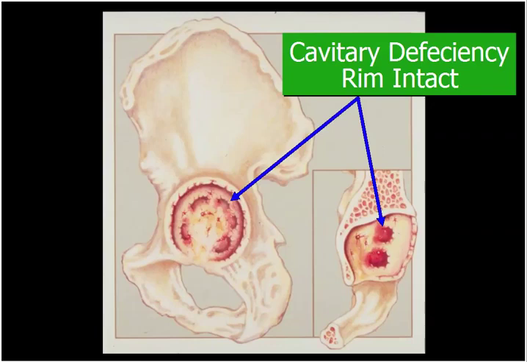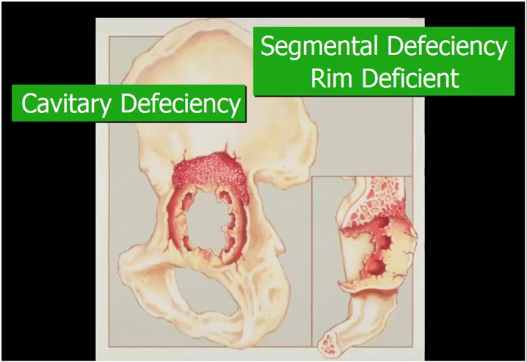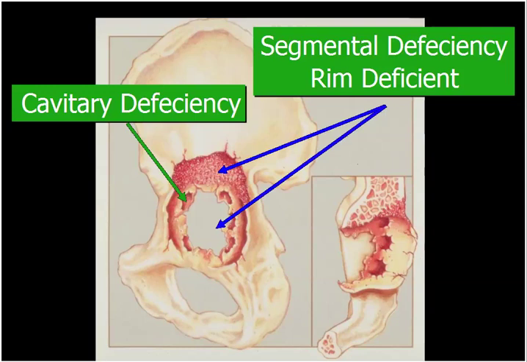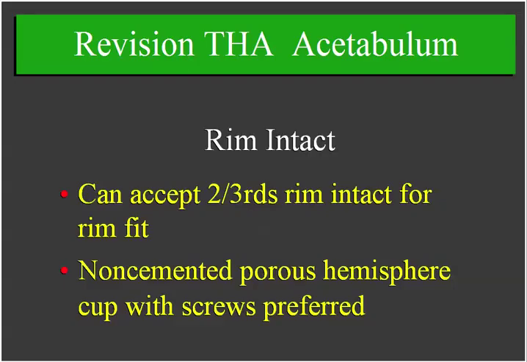Here's cavitary deficiencies and segmental deficiencies. So the cavitary deficiencies are here. These are segmental deficiencies. So you've lost your rim and you've lost the medial wall. Those are segmental deficiencies. The rule is for revision hip surgery, if the rim is intact, you tend to use a porous-coated hemisphere cup with screws.